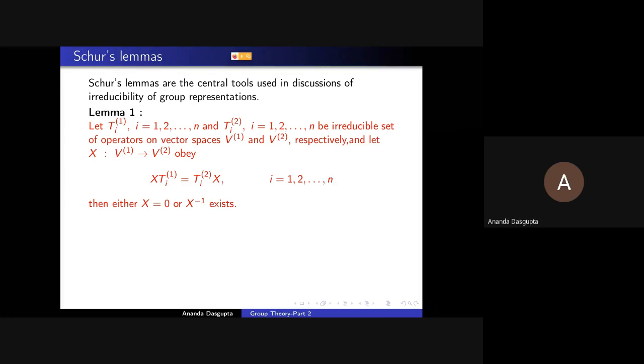But if X is not 0, then something rather special happens. The only non-zero map which can do this has to be such that its inverse must exist. If this happens, the inverse must exist. The converse is not true, by the way, before anybody asks. It's not true that every non-singular map, every map which has an inverse, will intertwine between Ti1 and Ti2. But what is true is, if a map intertwines between Ti1 and Ti2 for each i, then it can either be only 0 or its inverse must exist. Okay?